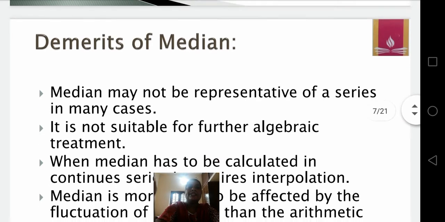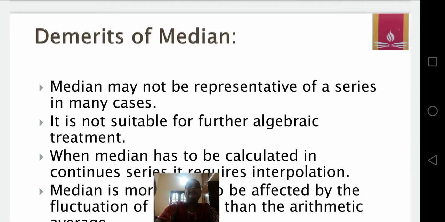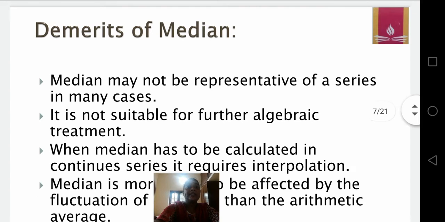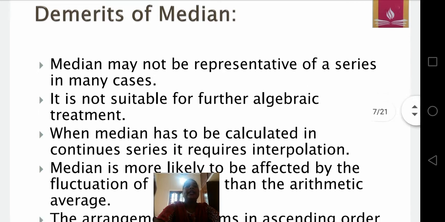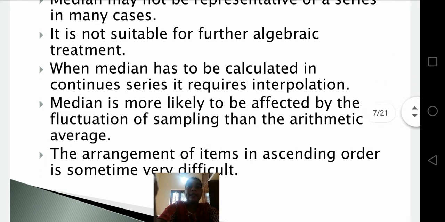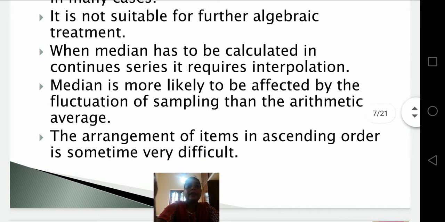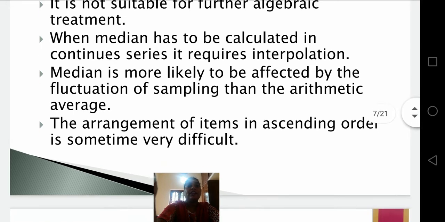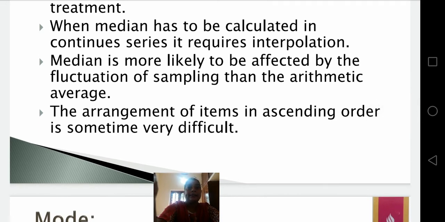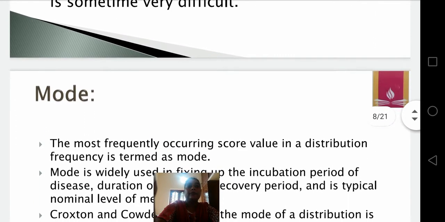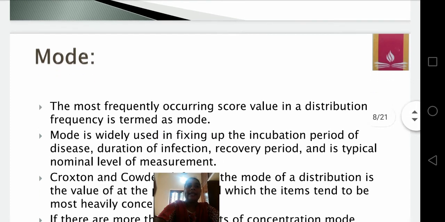Let's see the demerits of the median. Median may not be representative of the series in many cases. Why? Because it is the exact middle value, it may not necessarily represent the entire series. It is not suitable for further algebraic treatment, and when the median has to be calculated in a continuous series, it requires interpolation. Median is more likely to be affected by the fluctuation of sampling than the arithmetic average. Arranging items in descending order is very difficult. So that's about the median.